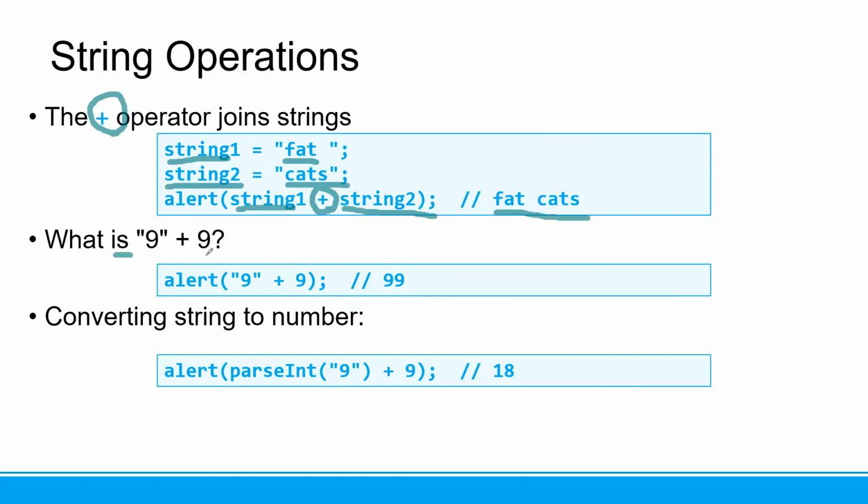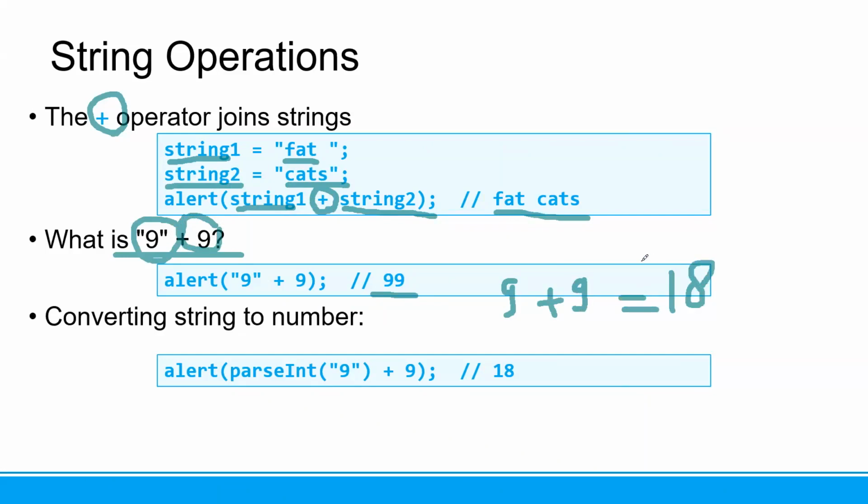However, what about this one? 9. What if I have a value 9, I would like to convert it to 9 with double quote. So it is string. 9 of string plus 9. And it will be a string. So the result will be 99. But if it is 9 plus 9, if they are numbers, then the result will be 18.